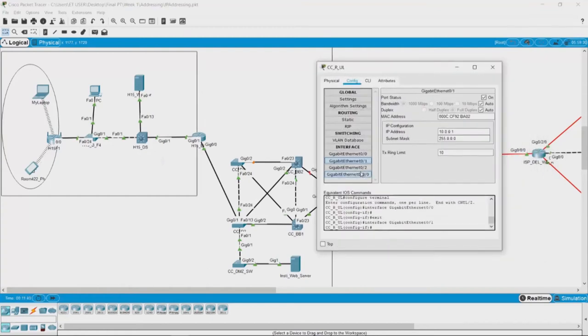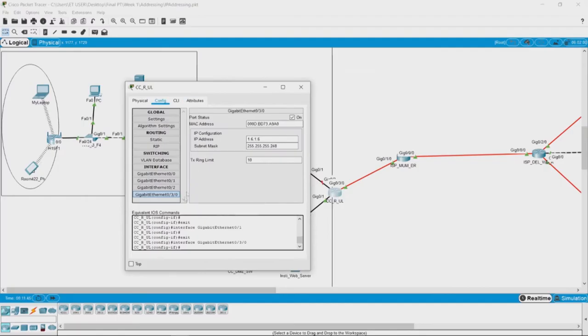Now let's look at what are the other interfaces that this router has. So the other interface this router has is something called Gigabit Ethernet 0/3/0, which is this interface. And the IP address here is 1.6.1.6. Now this IP address, as we saw in that slide, does not belong to the private IP addresses.